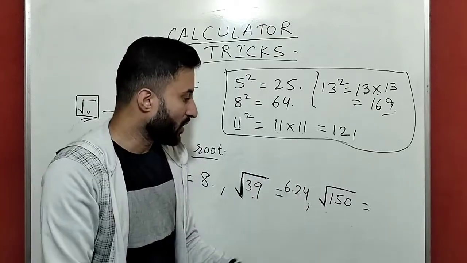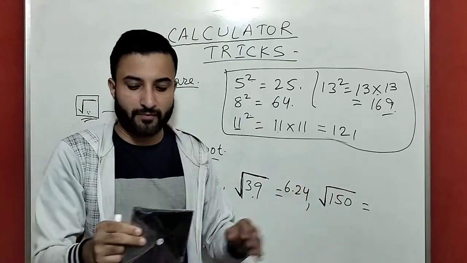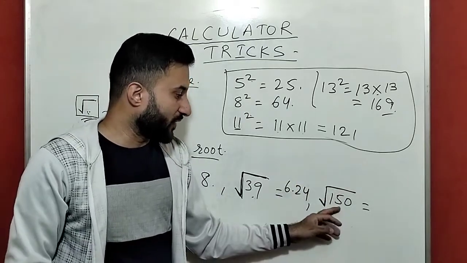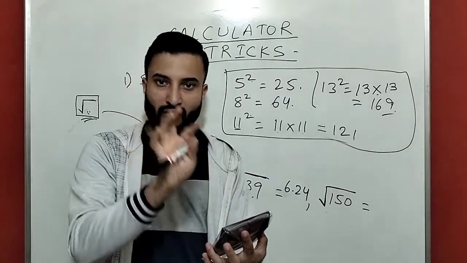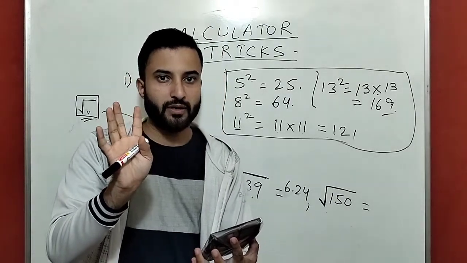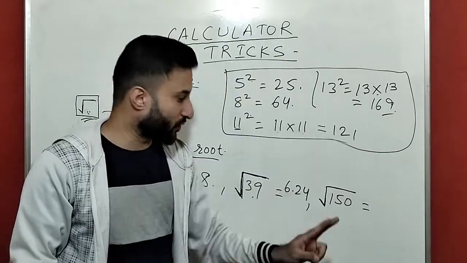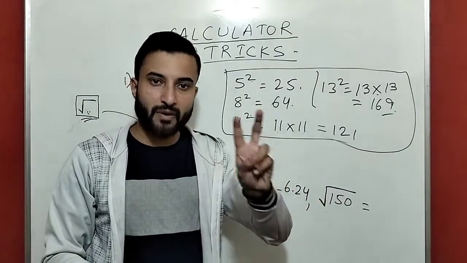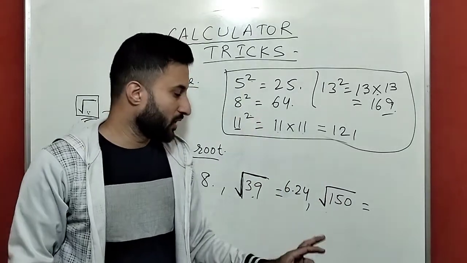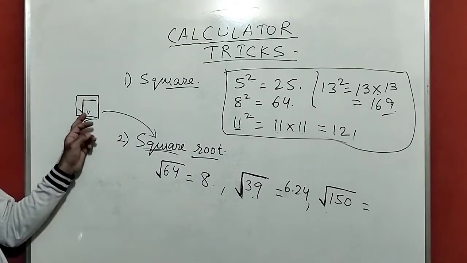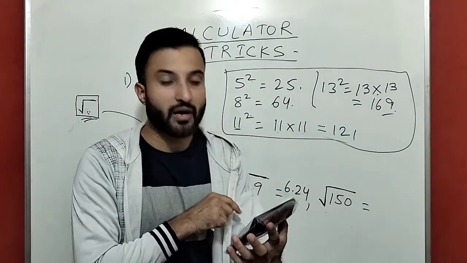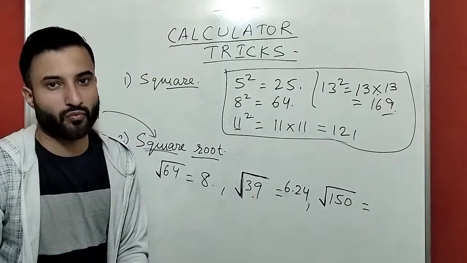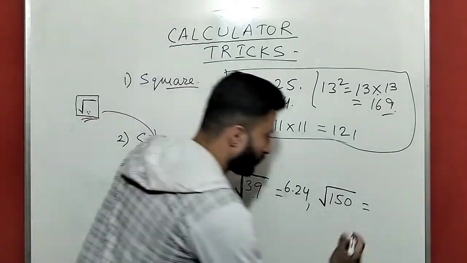First step is we type the number we have to find. So we have to find for 150. I will type 150. That's it. Then second step is you have to find the square root. So I will press this square root button. Answer is 12.24.